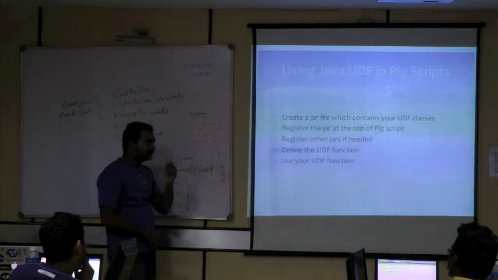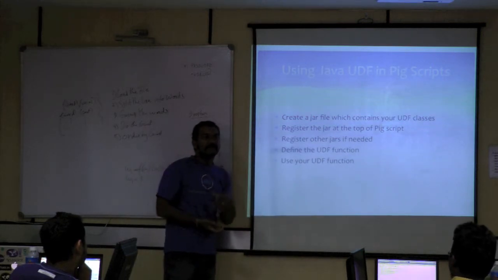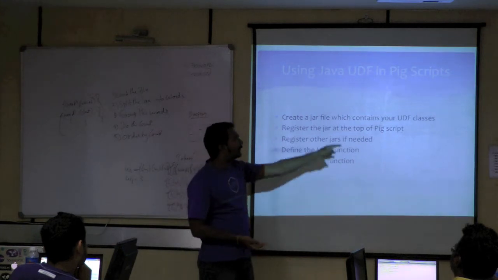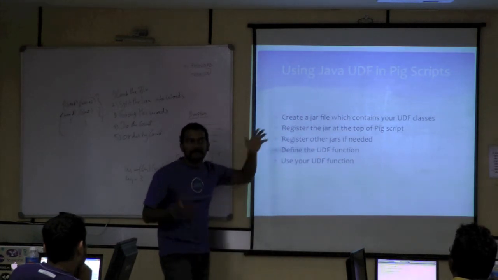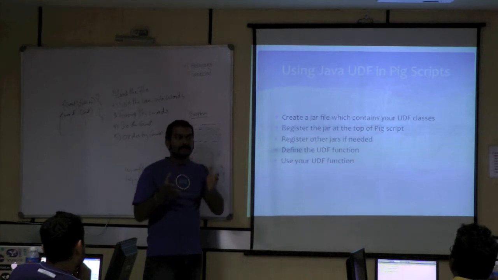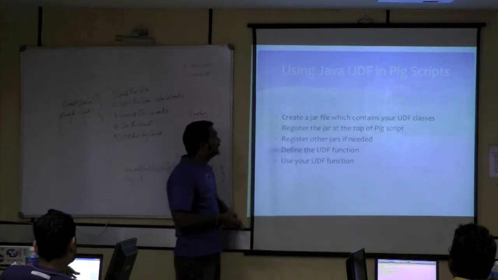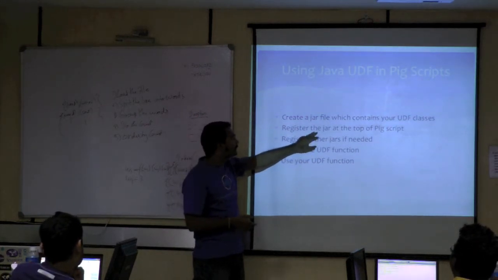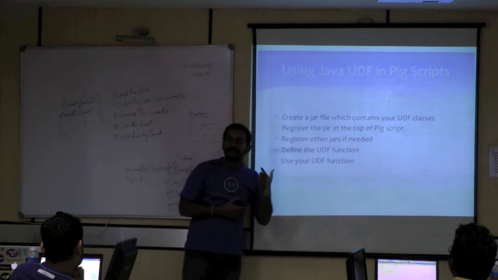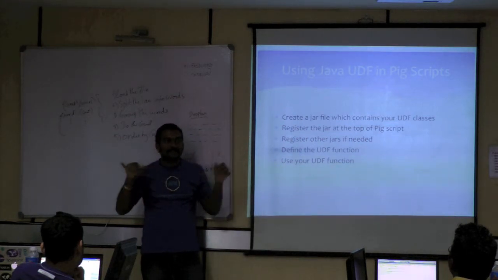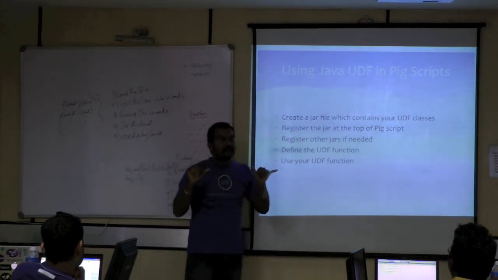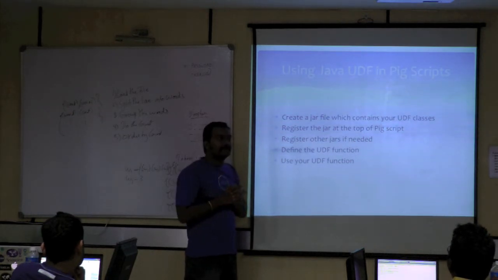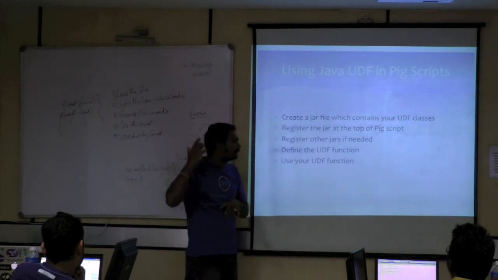So the other thing is, after you do this, how do you invoke the UDF in Pig? After you create the UDF classes, you need to create a jar file and package all your classes into the jar file, put the jar file in the classpath, and then register the jar at the top of the script. There is a function called register which takes the path of the jar, and you just need to call that. That is like import, or like the hash include which you used to do in C, just define.